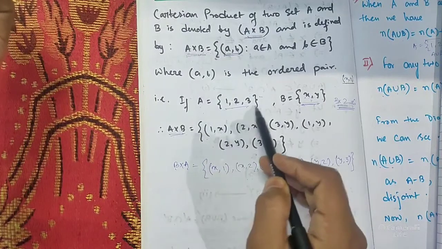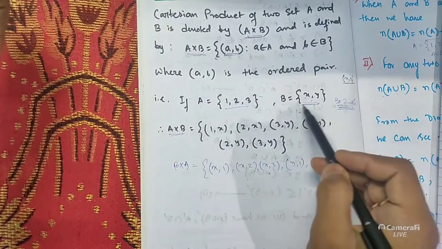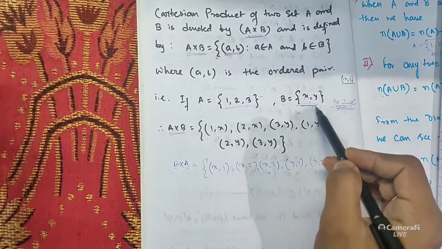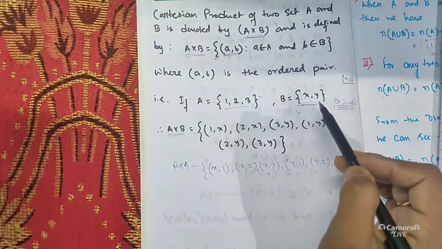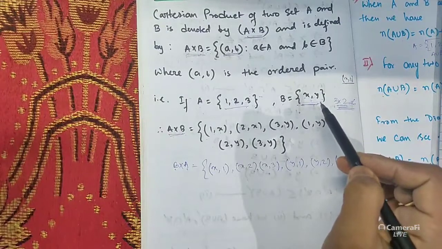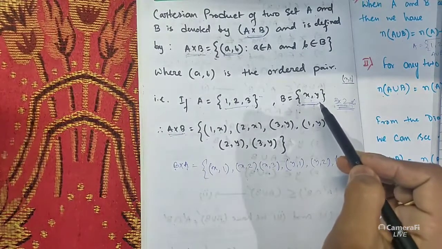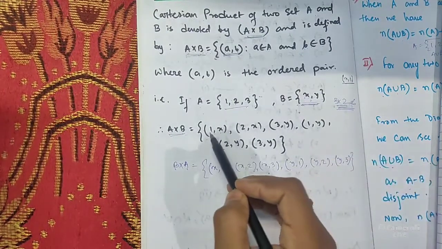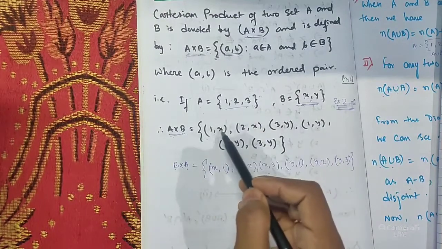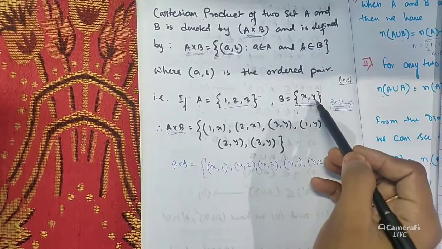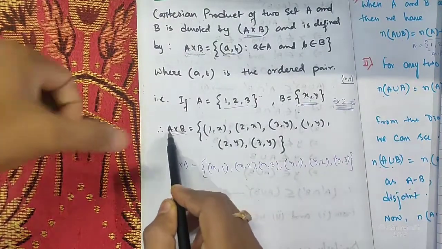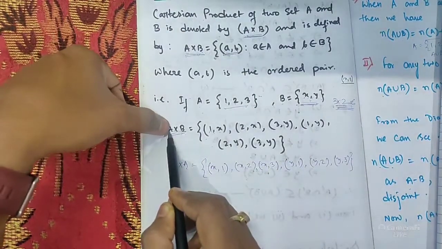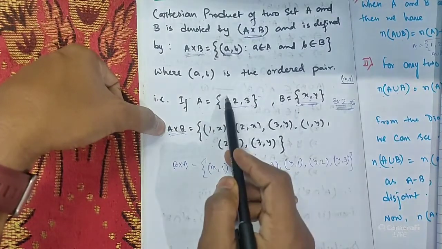A, I have taken 1, 2, 3. This is A set. And B set is equal to x, y. Now if you form the ordered pair, the formation will be such that the first element comes from the first set and the second element comes from the second set. Since A cross B is there, A is in first position, so the first element will come from the first set, A set.